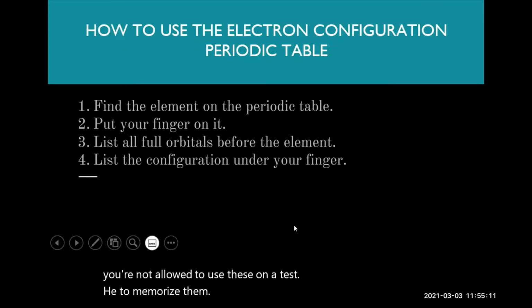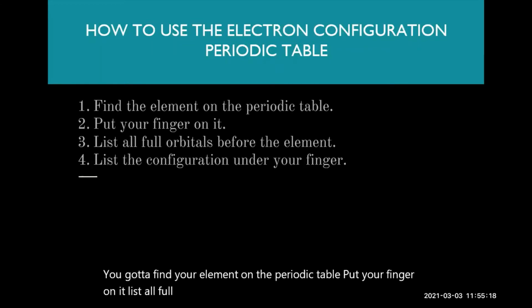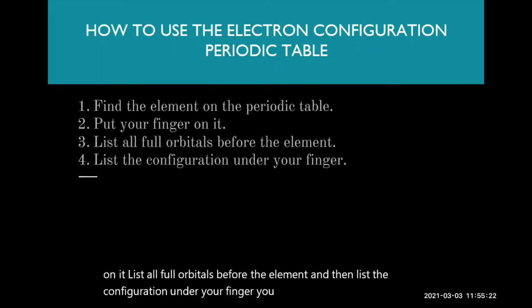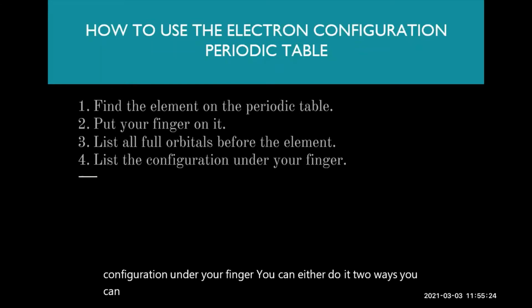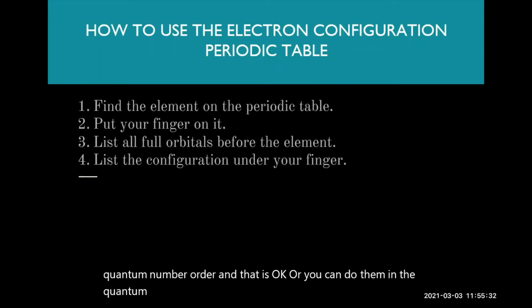You've got to find your element on the periodic table, put your finger on it, list all full orbitals before the element, and then list the configuration under your finger. You can do it 2 ways. You can do it just how they fill on the periodic table, out of quantum number order, and that is okay. Or you can do them in quantum number order like you would do on orbital maps, and that is also acceptable.